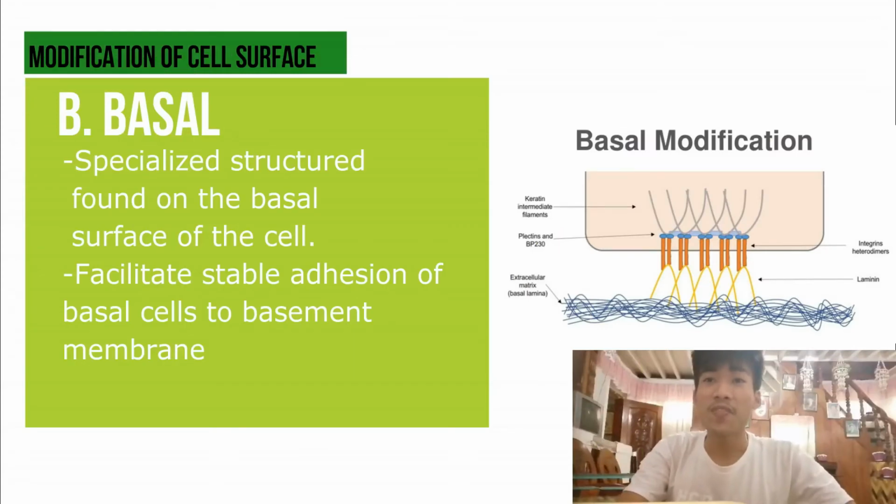Now, let's move on to the other type of modification. Next to apical modification is basal modification. Basal modification are a specialized structure found on the basal surface of the cell. It facilitates stable adhesion of basal cells to basement membrane. And a very good example of basal modification can be found in hemidesmosomes.